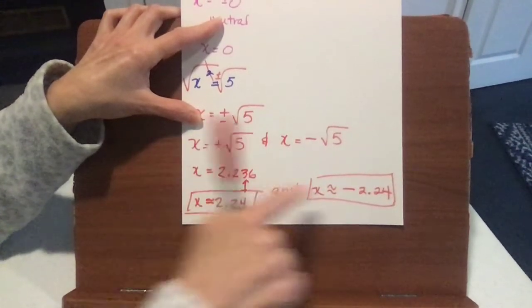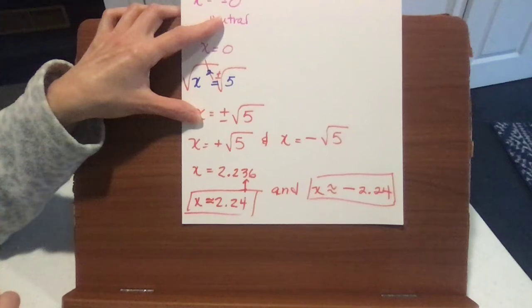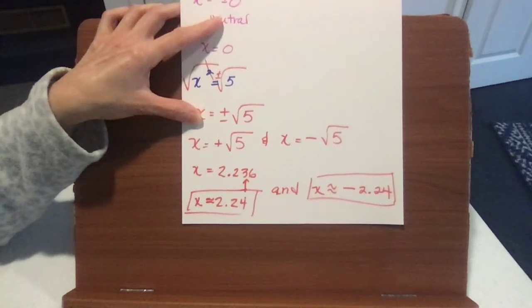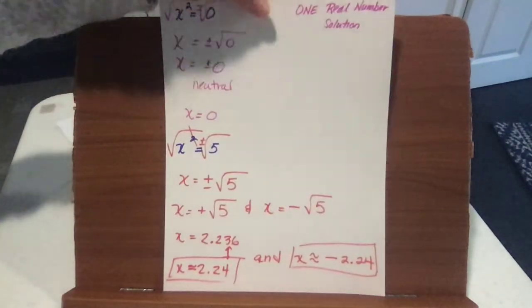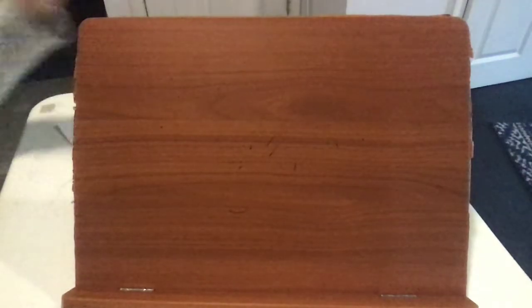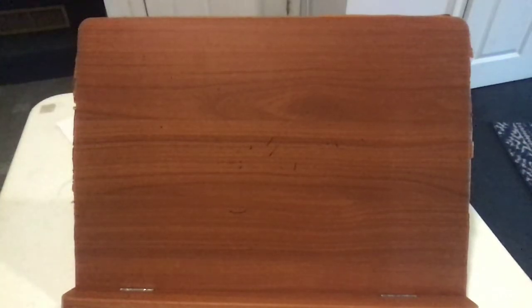And those are your two answers. So you still have two real number solutions, one positive, one negative, but they're going to be in decimal form because 5 is not a perfect square. All right, let's get to a couple more examples.